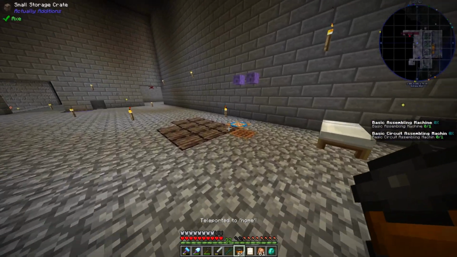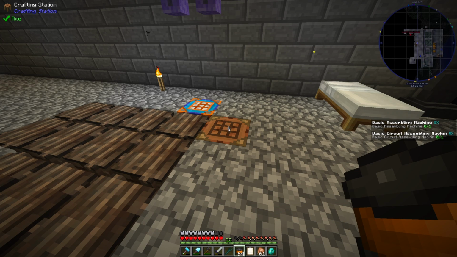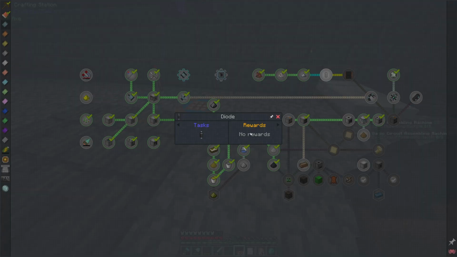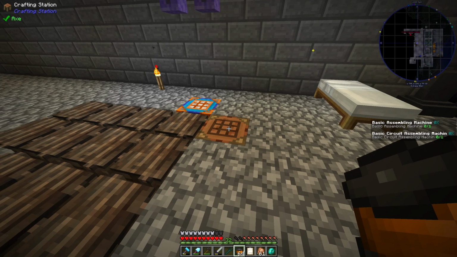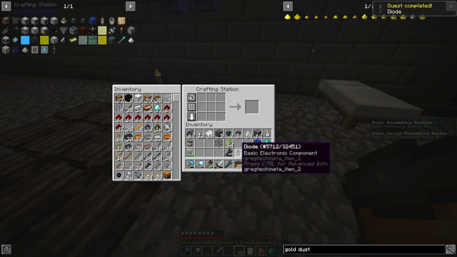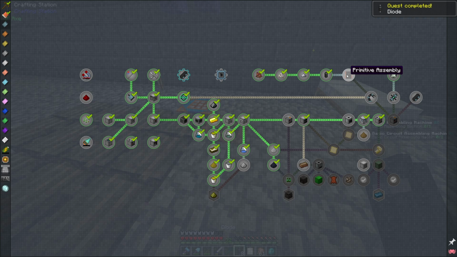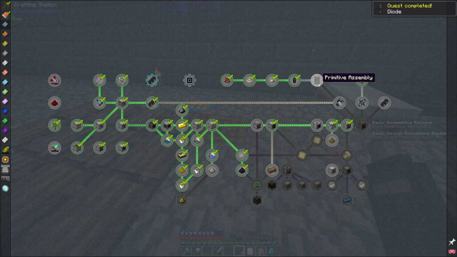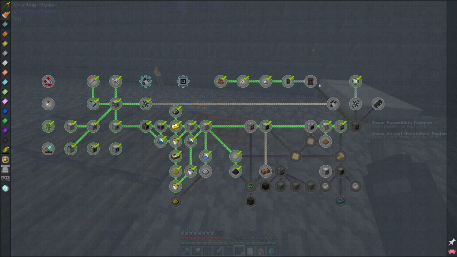Good amount. We're going to keep crafting that up. And in theory, that should be the diode made. So let's go ahead and check the quest book. Boom. Save that recipe. And there we go. We can make 8 diodes. Not too bad. I don't know how many we're going to need here. But now we can work towards the primitive assembly.